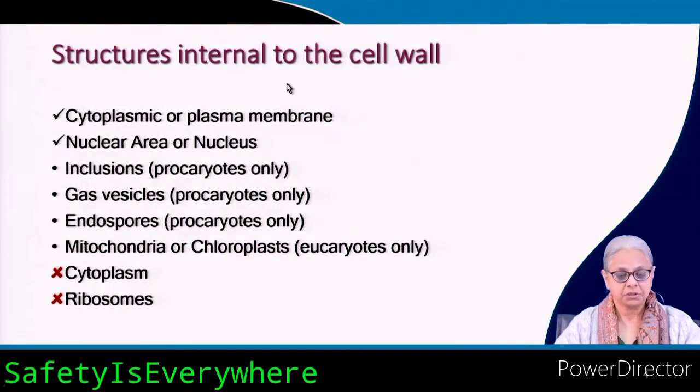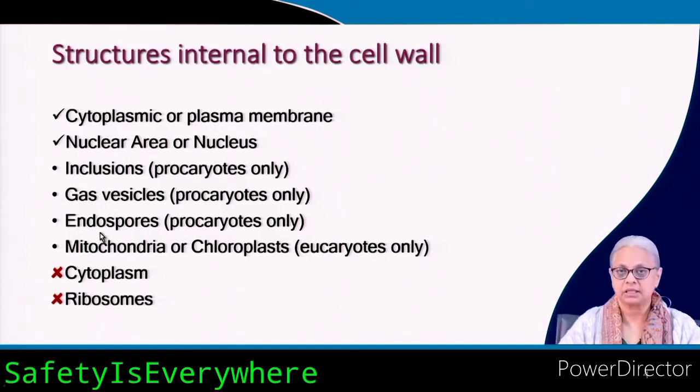Then we come to structures that are internal to the cell wall. So we have already taken a look at the cytoplasmic or plasma membrane, and we've looked at the nuclear area. Now we're going to look at the remaining organelles shown over here. So we are going to look at inclusions and gas vesicles as well as endospores. These are present in prokaryotes, and mitochondria or chloroplasts are present in eukaryotes only.